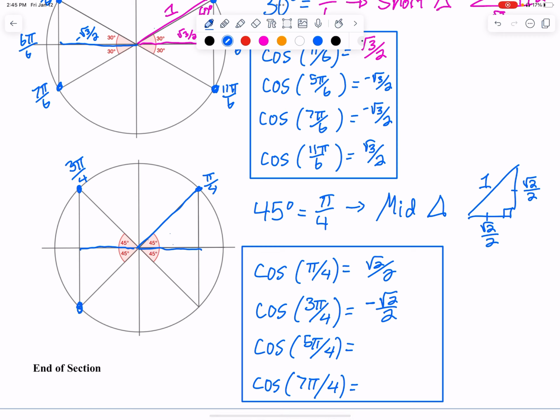Okay, this next value, this is 4 pi over 4, so that means this one is 5 pi over 4. And it's the same side. It's still the x, it's still to the left, so it's a negative. And then our last one, if you need help getting to it, this is 8 pi over 4 all the way around. So this is 7 pi over 4. And then it's this x right here, which is our positive, rad 2 over 2.